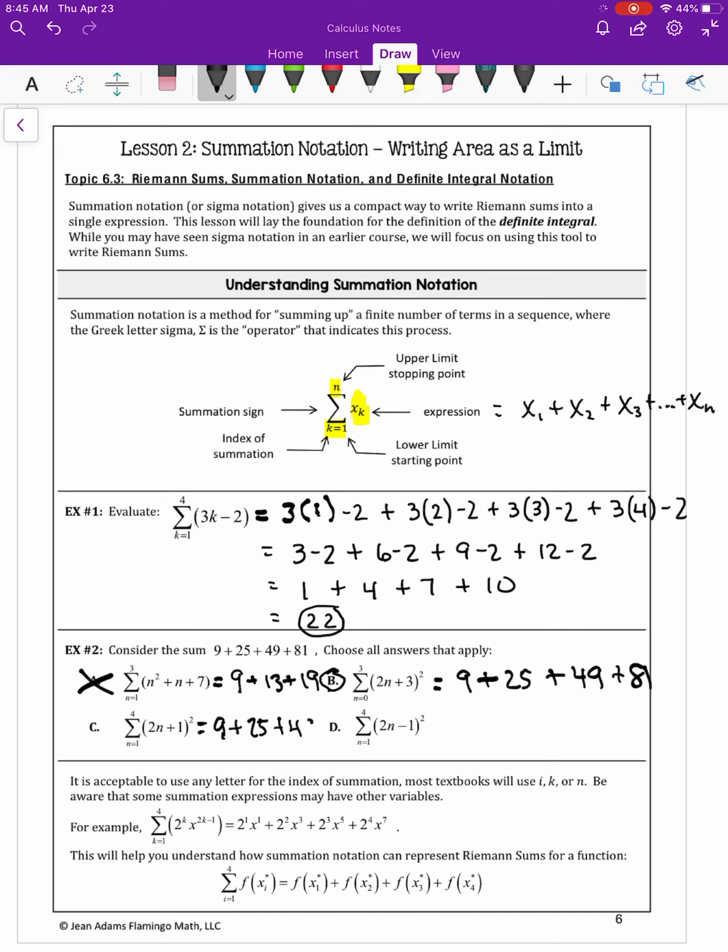Now we need to try C. We're going from 1 to 4. So I put a 1 in. I get 2 times 1 is 2 plus 1 is 3 squared is 9. Then I put a 2 in. 2 times 2 is 4, plus 1 is 5, squared is 25. Then I put a 3 in. 2 times 3 is 6, plus 1 is 7, squared is 49. Plus, then I put a 4 in. 2 times 4 is 8, plus 1 is 9, squared is 81. So this one also works. Now let's do D.